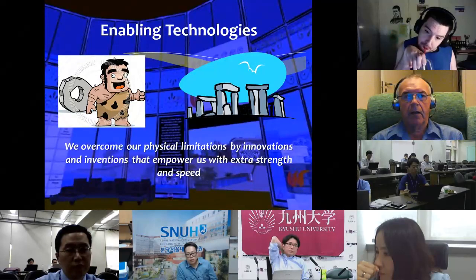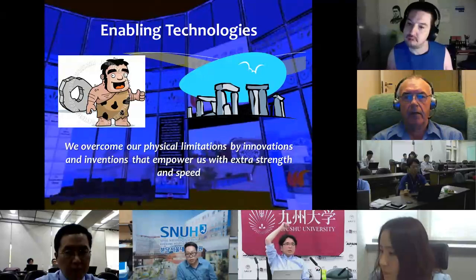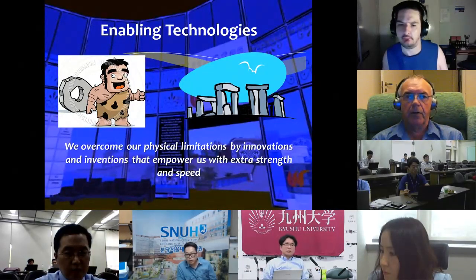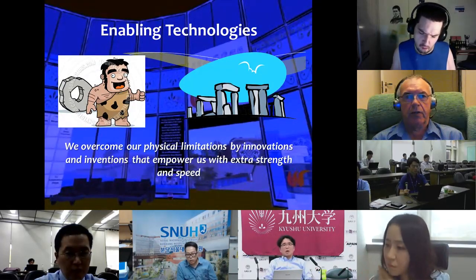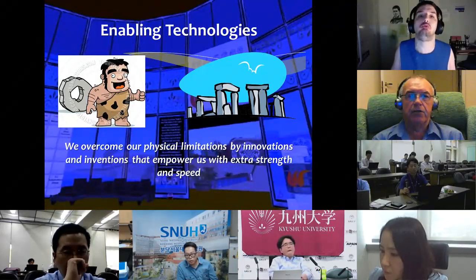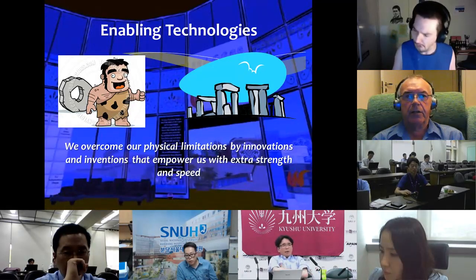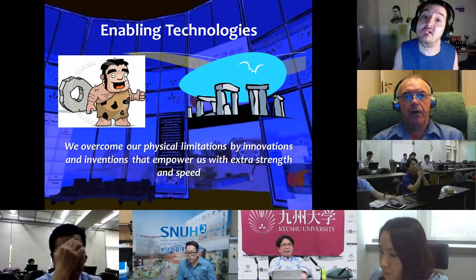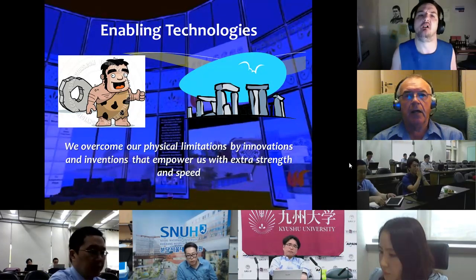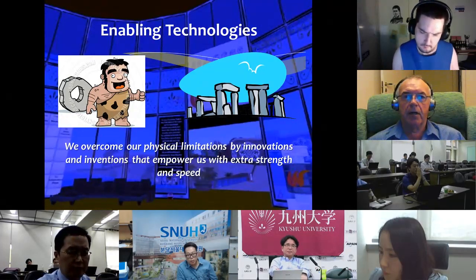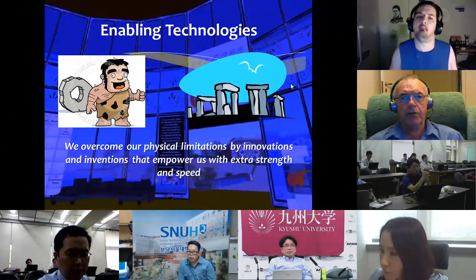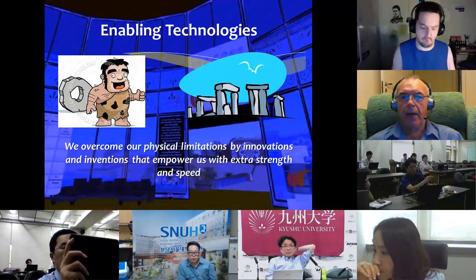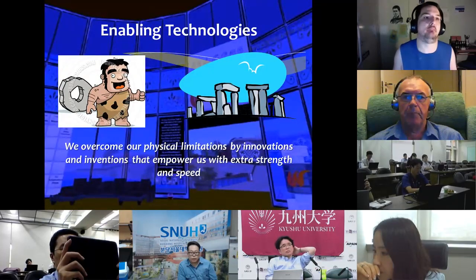we have differentiated ourselves from the animal world because we have had the ability to innovate and develop inventions which empower us with extra strength and speed, whether it's things like the invention of the wheel or the ability to use technology to lift very heavy weights and construct things by collaborating with each other. So it's very much a physical use of technology to both empower ourselves physically and mentally.